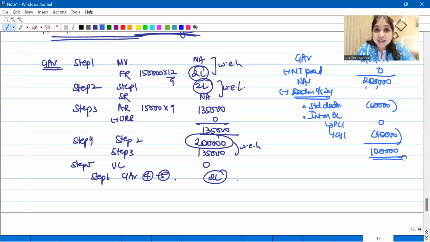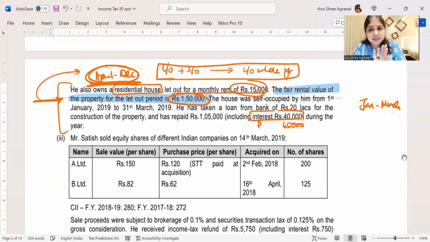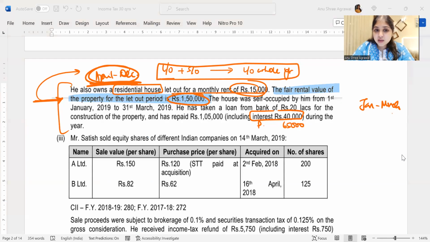Okay. And also, guys, is this adjustment over or is there anything left to be done by me? I still have one thing left. What is it? Don't you think I'll have to do chapter 6A? The 65,000 will go to 80C, no, principal repayment.